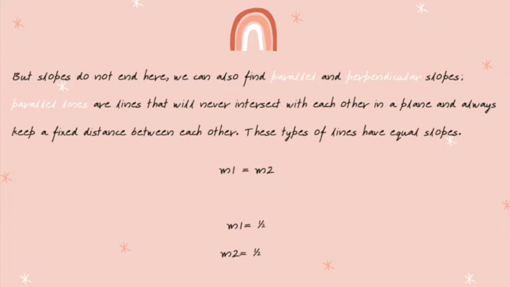But slopes do not end here. We can also find parallel and perpendicular slopes. Parallel lines are lines that will never intersect with each other in a plane and always keep a fixed distance between each other. These types of lines have equal slopes. For example, m1 equals m2, or m1 equals 1 over 2 and m2 equals 1 over 2.